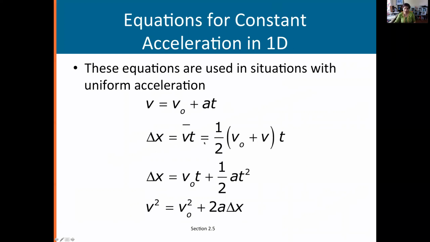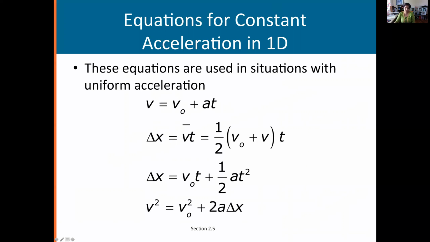And this is the average velocity, not the instantaneous. So average velocity can be taken as an average of two different velocities, some v0 at the initial time and vf at the corresponding final time. So this is the average of these two. We tend to use this equation a little less. The next equation that we use is another expression for delta x. Delta x equals v0t, so the initial velocity times time, plus half at squared. So that's the second equation.